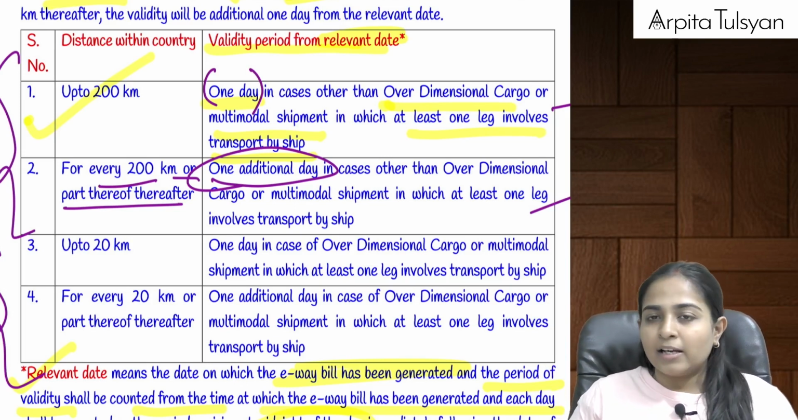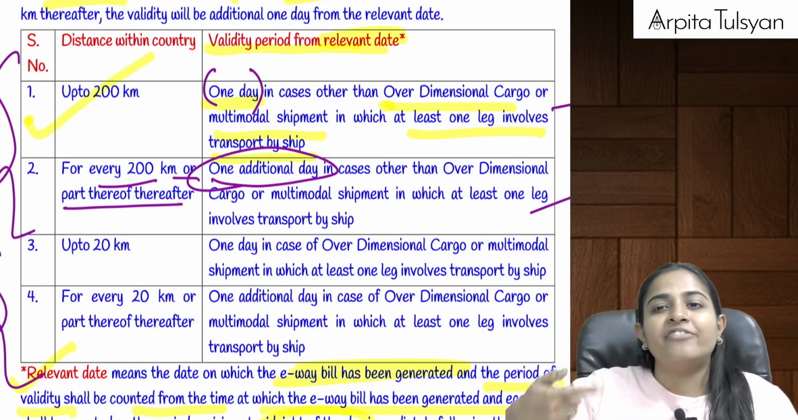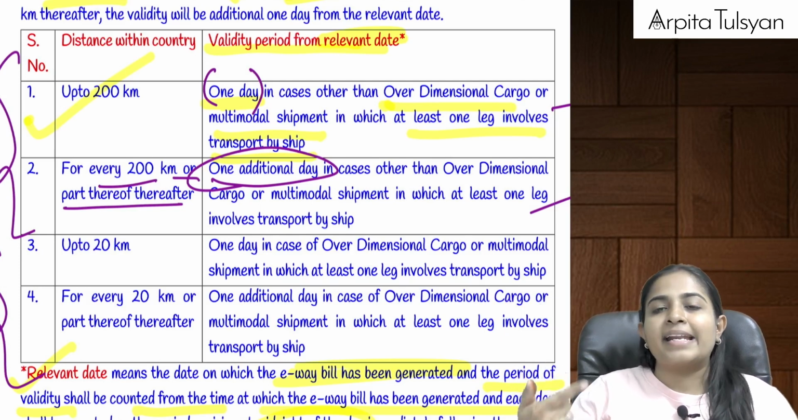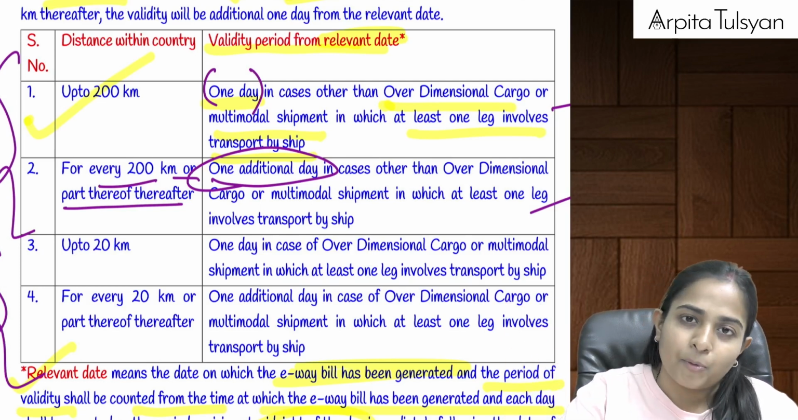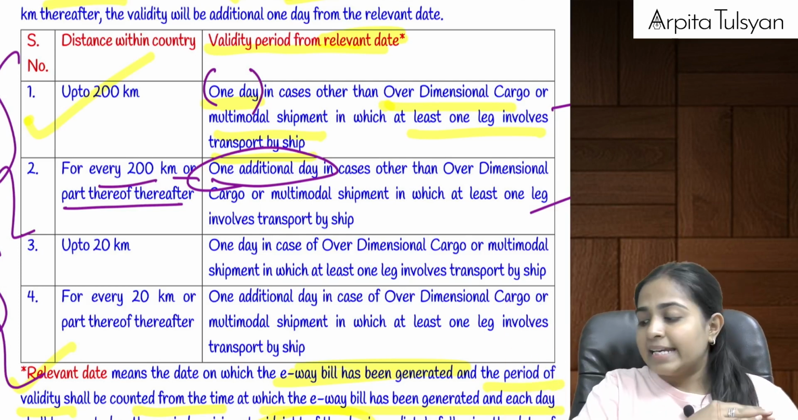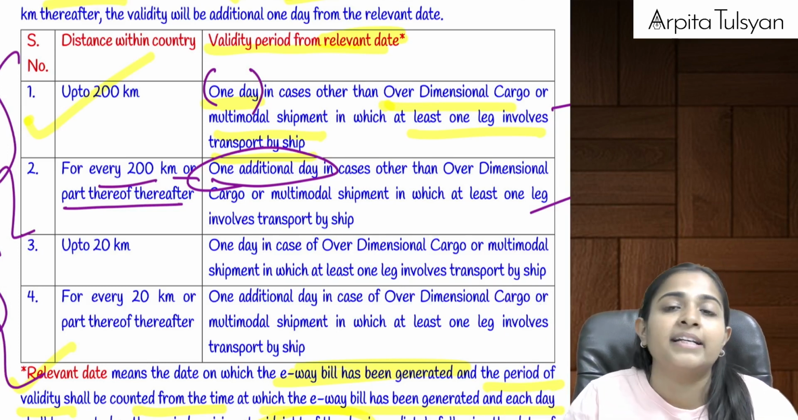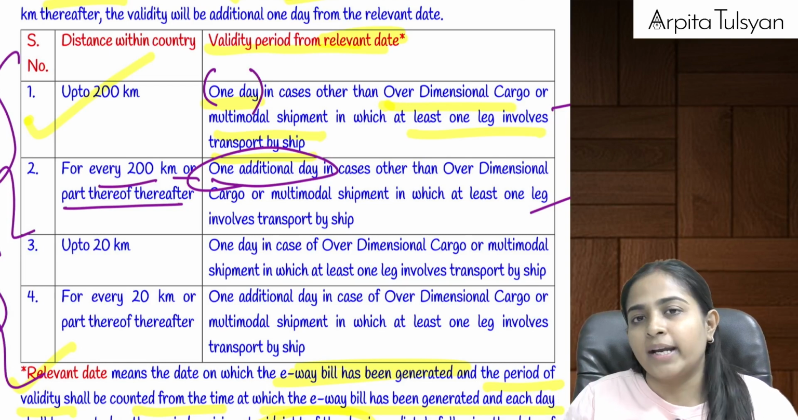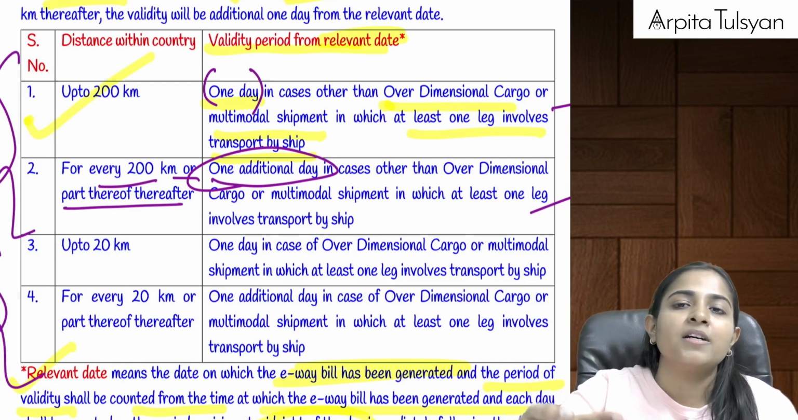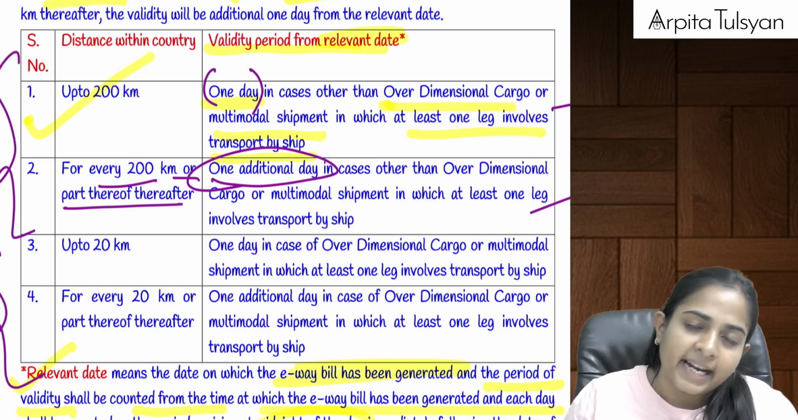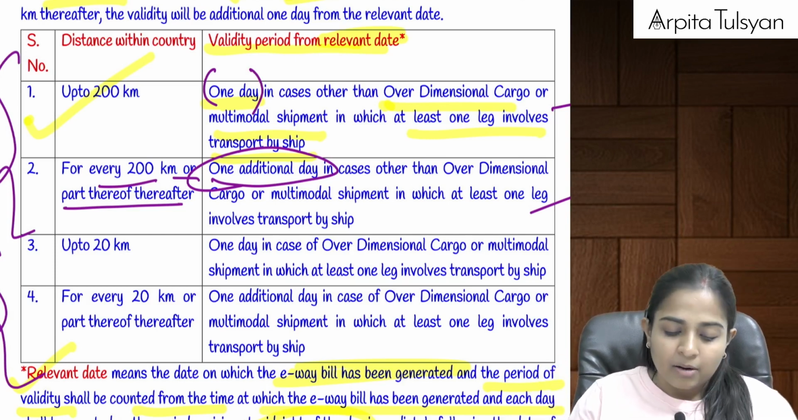Okay, up to 20 kilometers, validity is equal to 1 day. For every 20 kilometers or part thereof, you are going to get an extra validity of one day more. Similarly, in case of a normal cargo, they say that up to 200 kilometers, validity is equal to 1 day. And for every 200 kilometers or part thereof, you are going to get an additional validity of one day beyond that.